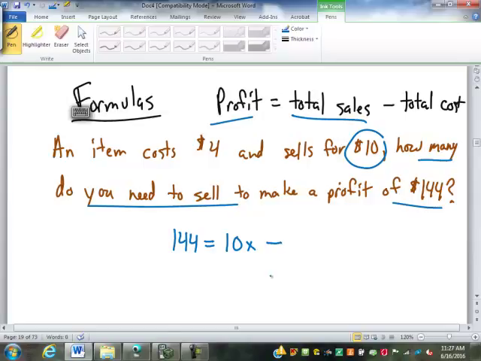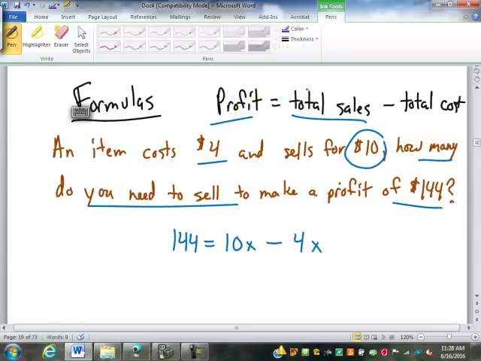Now I'm going to subtract my total cost. I know the cost per item is $4 times the number of items bought, right? Well, the number of items I purchased has to equal the number I sold, right? We're only worried about the cost of the items we sold. So 4 times x is our cost.